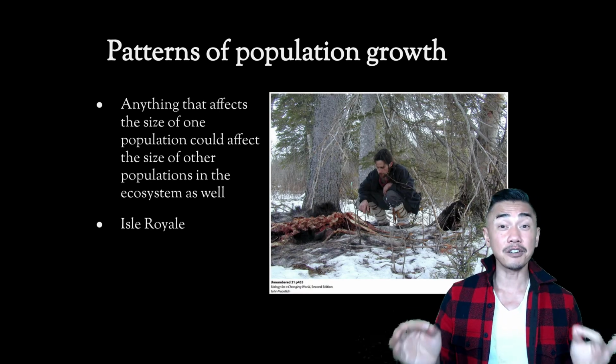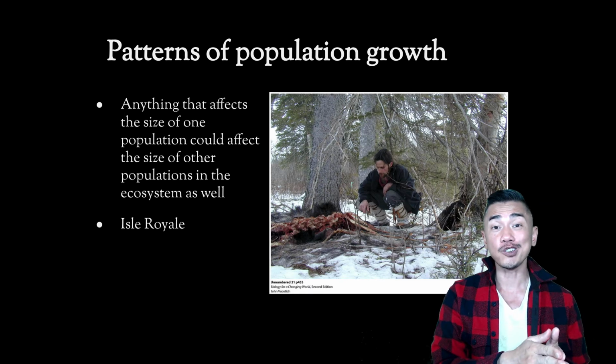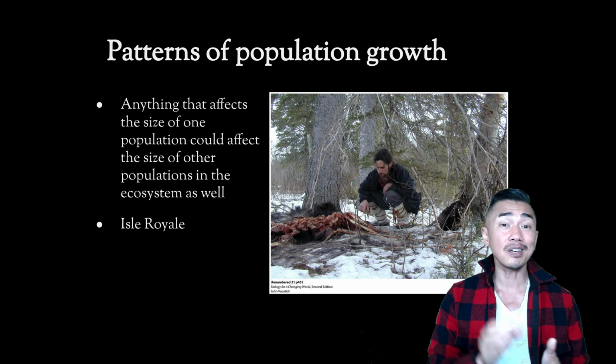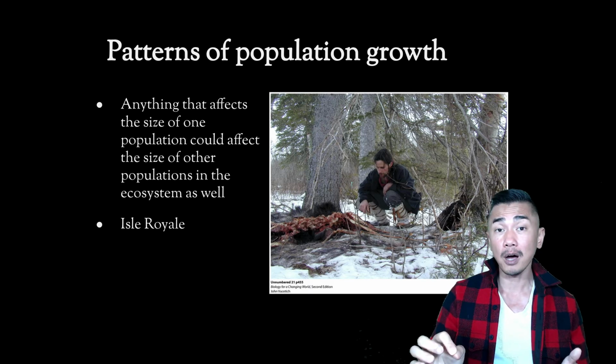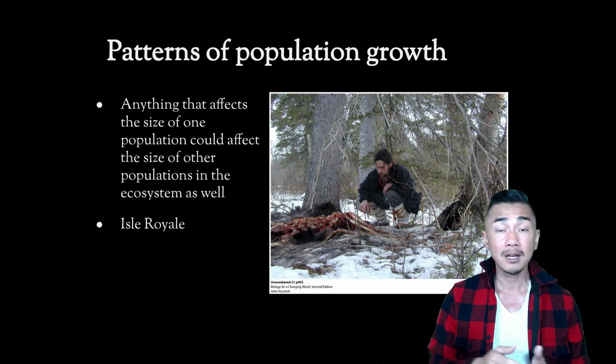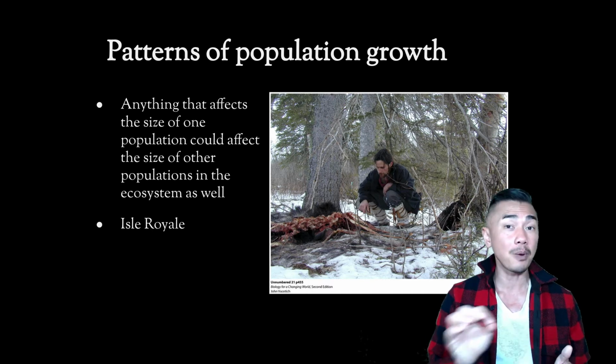A population of organisms does not exist in a vacuum. Populations can and do interact with one another. Anything that affects the size of one population could affect the size of other populations in an ecosystem as well. Researchers saw this on Isle Royale with wolf and moose populations.